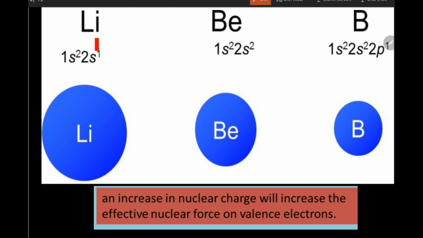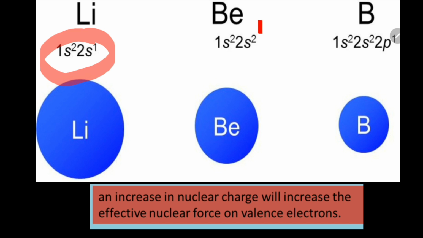So what is increasing here? Since we have arranged the elements based on atomic number, as we move on to the next element, the number of protons increases in each step. Lithium will have 1 electron in the outermost shell, but beryllium will have 2 electrons. Boron will have 3 electrons in the outermost shell.